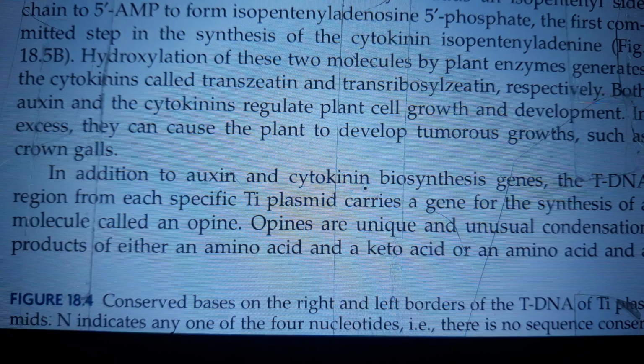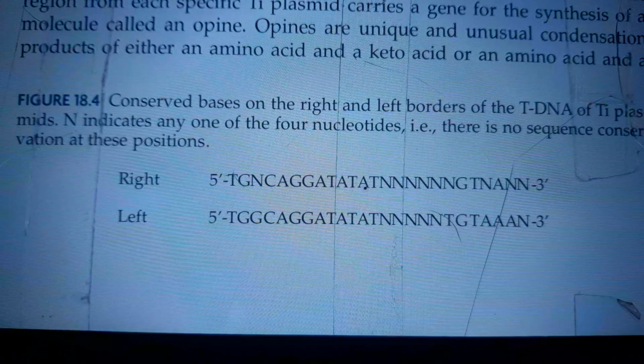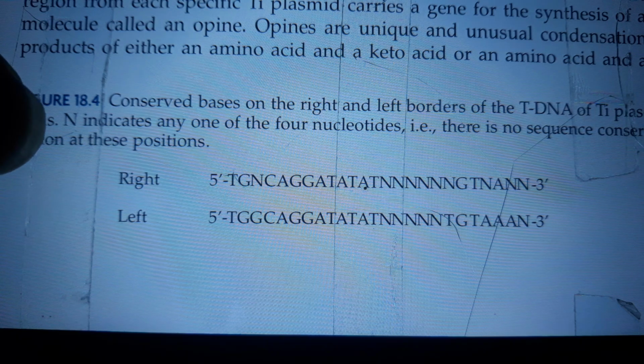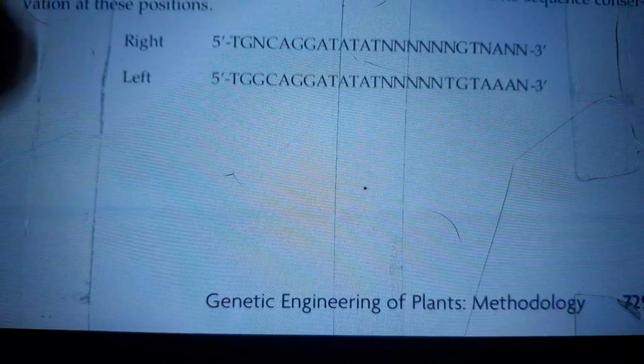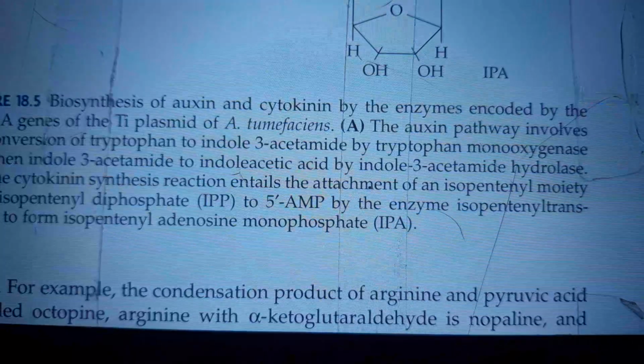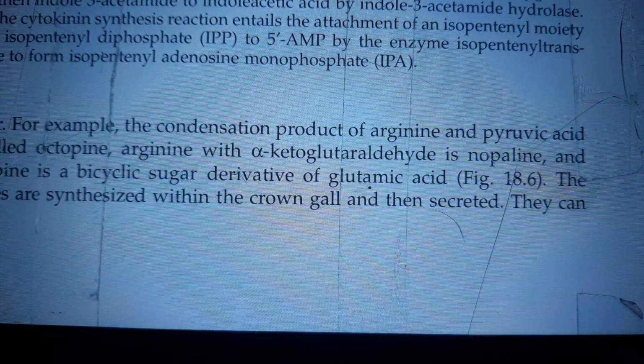In addition to auxin and cytokinin biosynthesis genes, the T-DNA region from each specific Ti plasmid carries a gene for the synthesis of a molecule called an opine. Opines are unique and unusual condensation products of either an amino acid and a keto acid, or an amino acid and a sugar. For example, the condensation product of arginine and pyruvic acid is called octopine. Arginine with alpha-ketoglutaric acid is nopaline, and agropine is a bicyclic sugar derivative of glutamic acid.